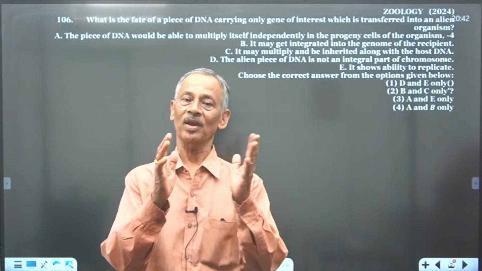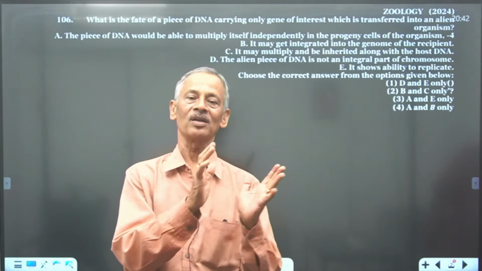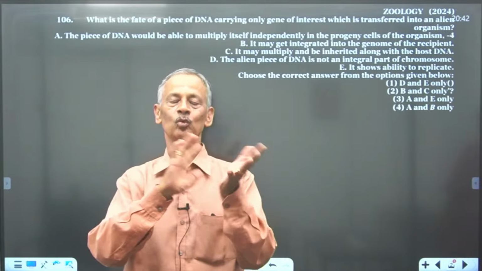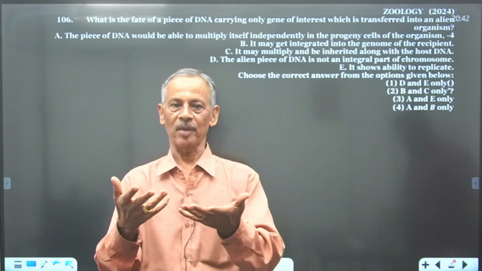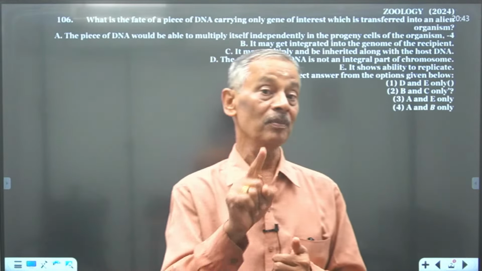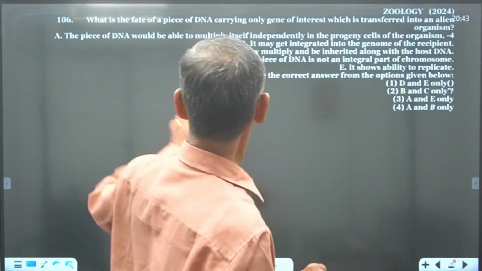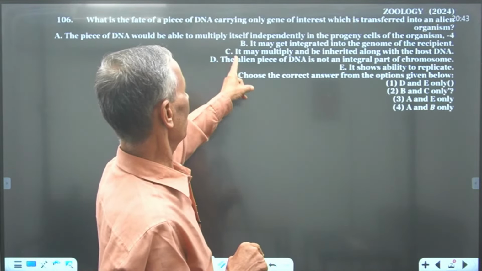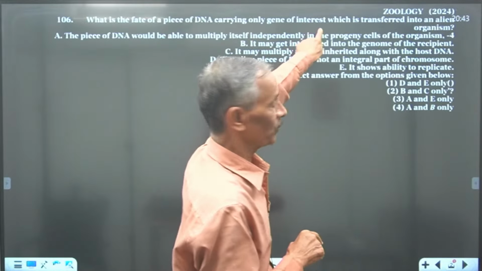Some parts are from botany, some parts are from the zoology section itself, because the two biology subjects are coming overlappingly. So the first question itself is from botany. Question number 106: What is the fate of a piece of DNA carrying only the gene of interest?